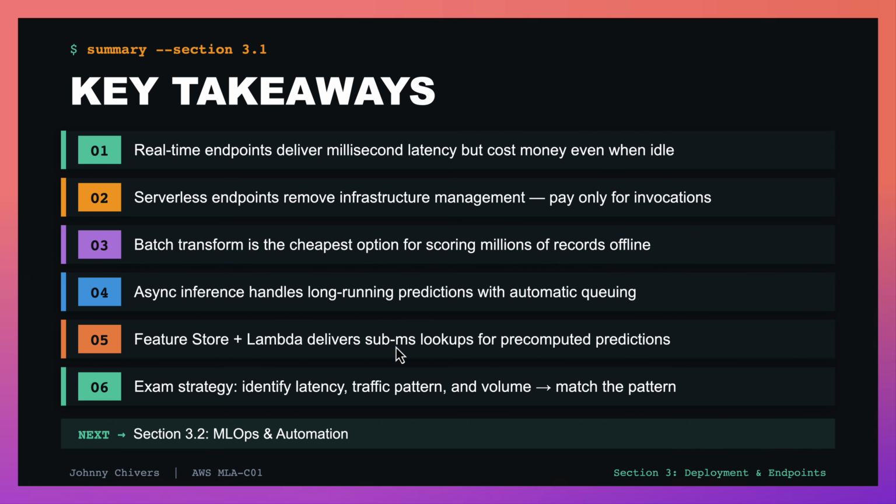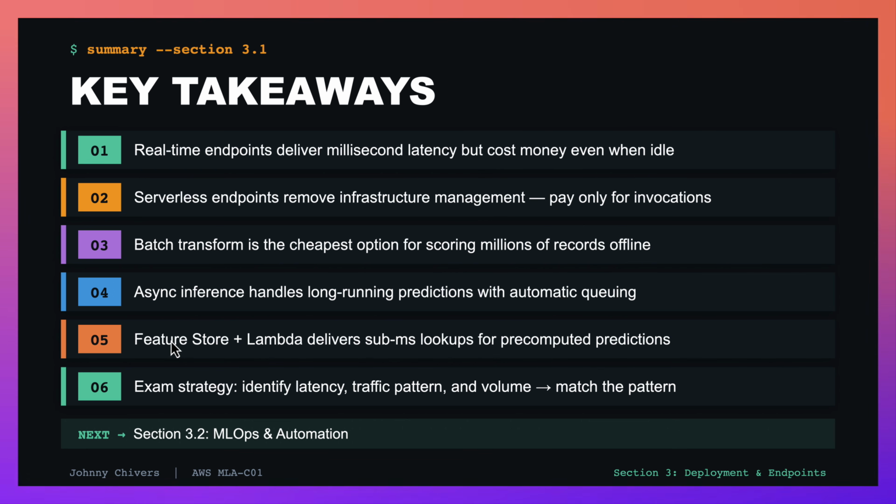Feature store in Lambda delivers sub-second, millisecond lookups for pre-computed predictions. So you already computed the prediction, you've stored it in feature store, and then you're just looking it up. And then the exam strategy, top tip: look for latency, traffic pattern, and volume, and then match that to one of these 5.